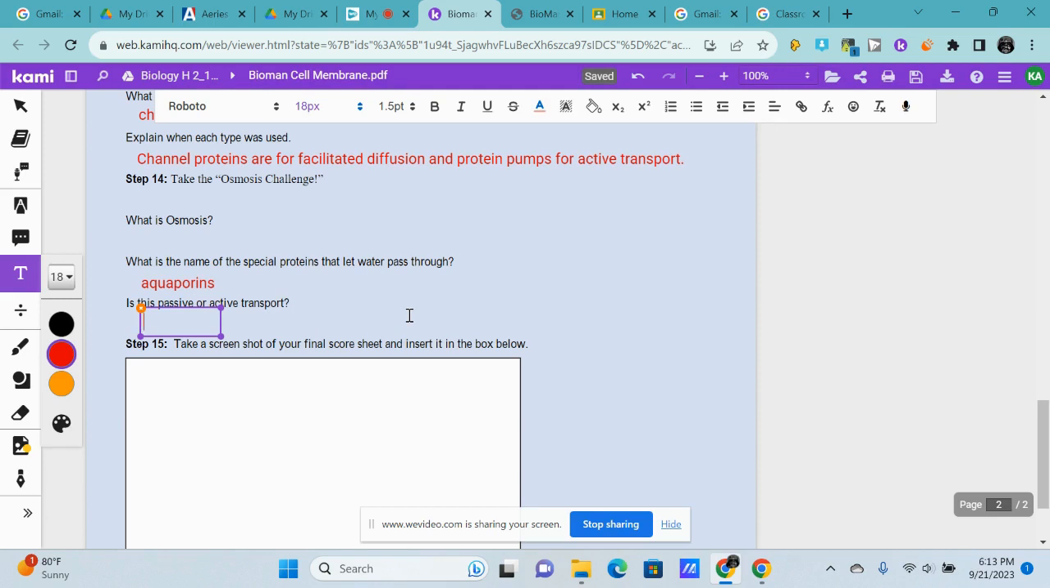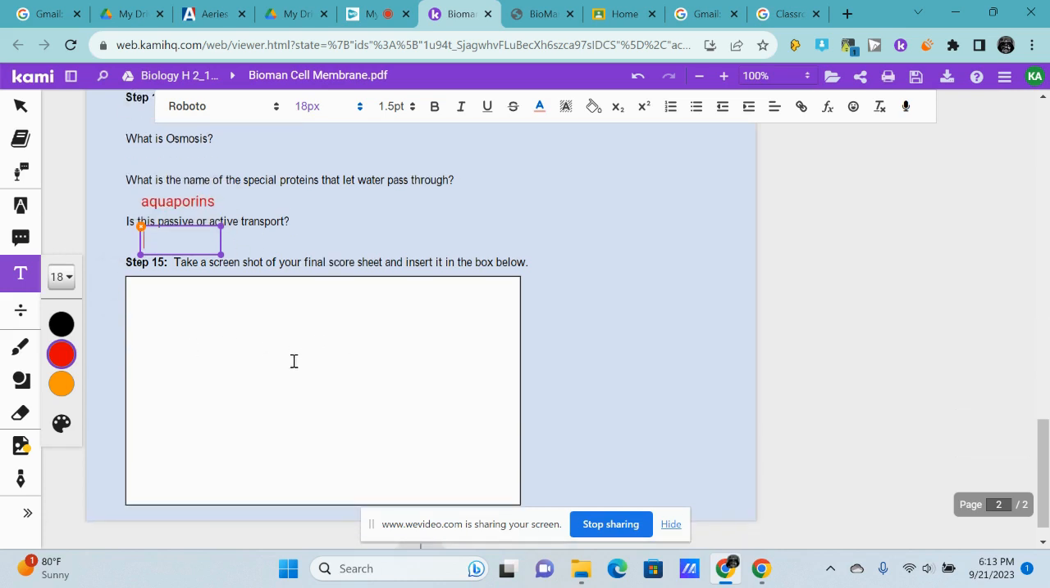And is osmosis passive or active transport? Since water will move all by itself from high concentration to low concentration, it's not going to require any energy from the cell. Since it doesn't require any energy from the cell, in this one right here, you're going to type passive transport. Passive transport. And don't worry about taking a screenshot.